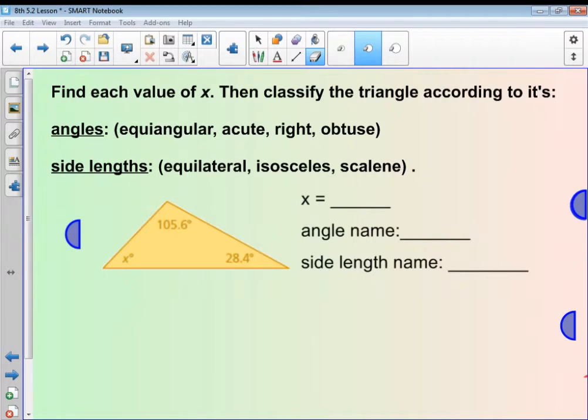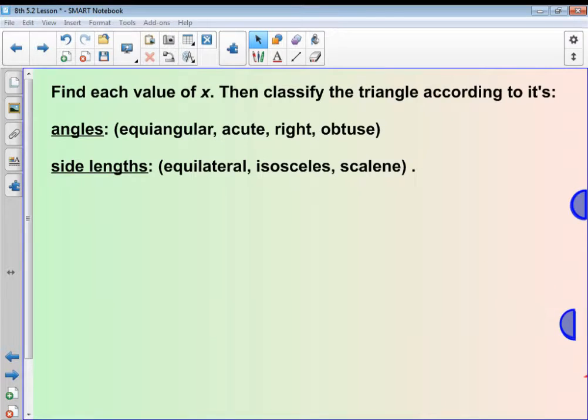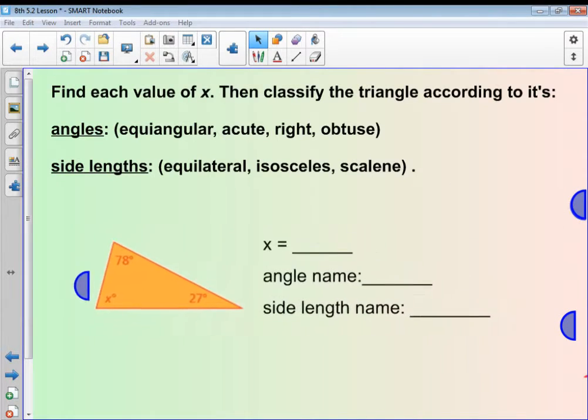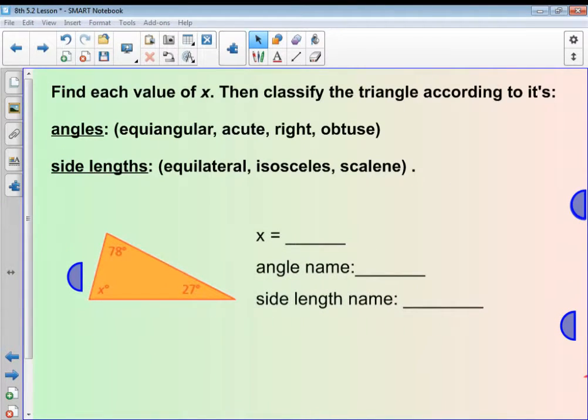So you're going to want to pause your video, solve for x, and then identify the triangle according to its angle name and its side length. Okay, so go ahead and try this one. Pause your video, and then when you're finished solving for each of those, go ahead and start your video back up.